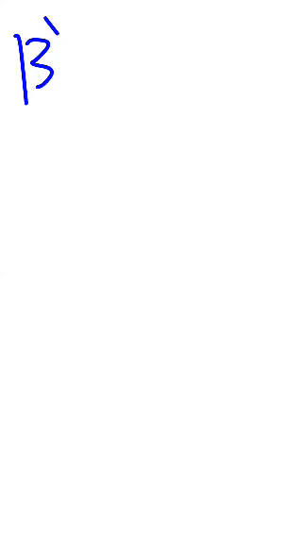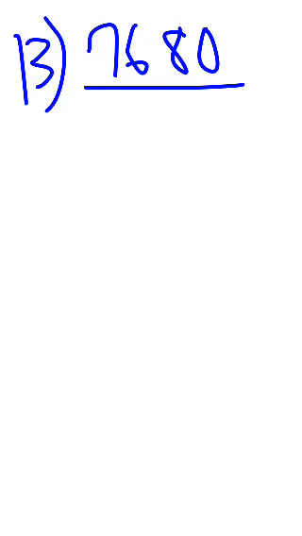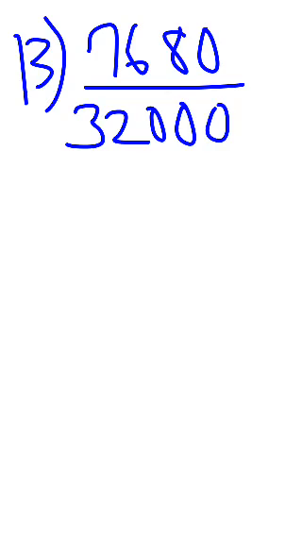Question 13. Mary Ann's annual income is $32,000. She spends $7,680 per year on housing. What percent of her annual income is spent on housing? Anytime you're asked to find the percent, you're looking to set this up as a fraction. So we take 7,680 over 32,000. And just divide.